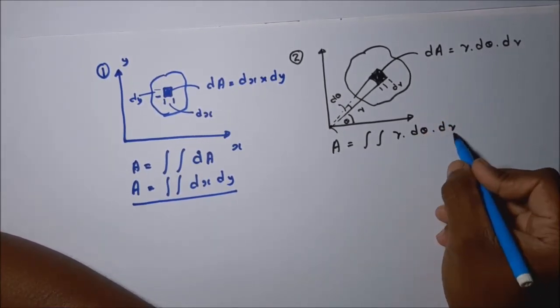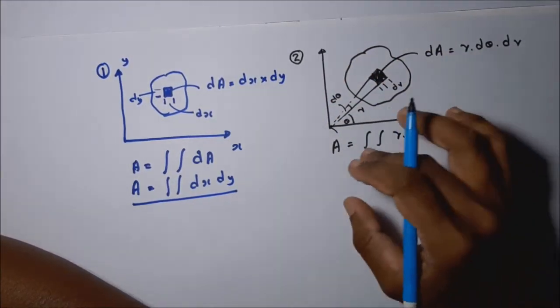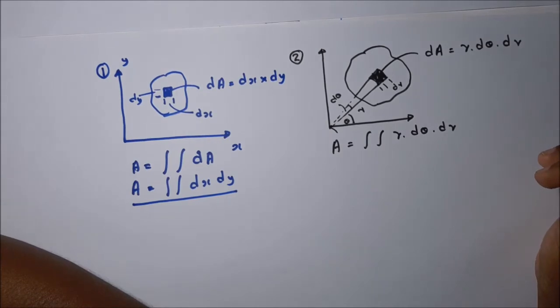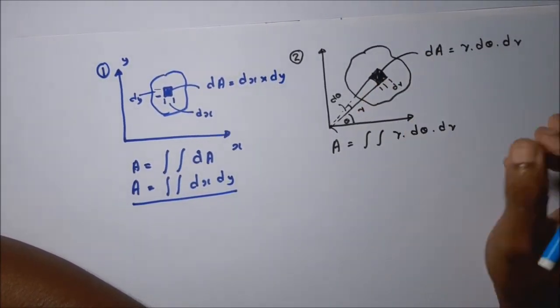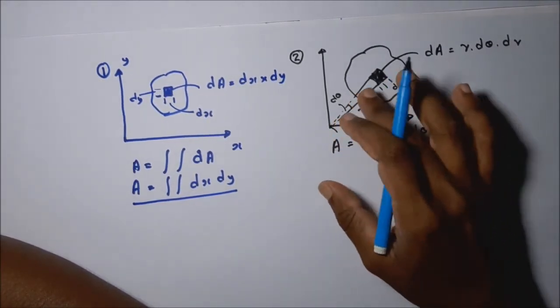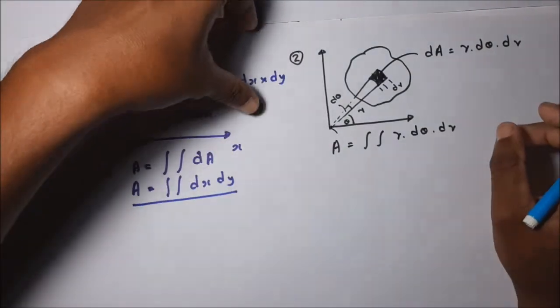By varying the theta variable and the r variable, we should be able to cover the entire surface area. Then we can obtain the total surface area by this method. By putting in the limits, we cover the entire surface area. In that situation, we can use this polar coordinate system to easily calculate the surface area.